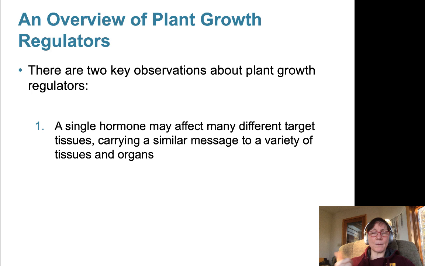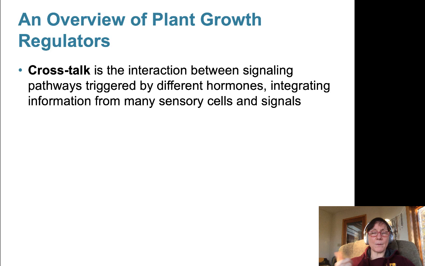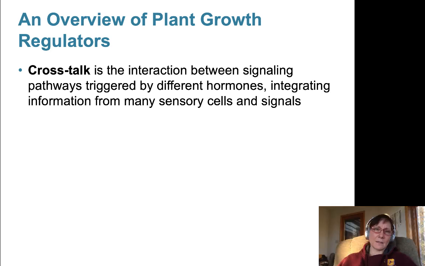So there's two things to note about plant growth regulators or plant hormones. So a single hormone may affect many different target tissues, carrying a similar message to a variety of tissues and organs. And several different hormones may affect the same response as they interact with one another. And so let's take a look at some examples. So crosstalk is the interaction between signaling pathways triggered by different hormones, integrating information from many sensory cells and signals.